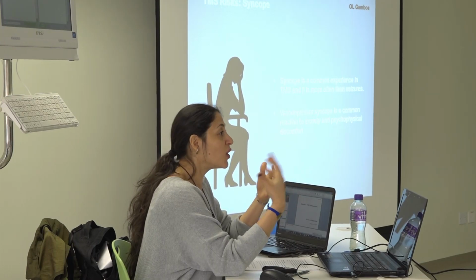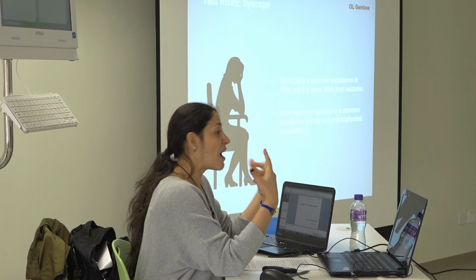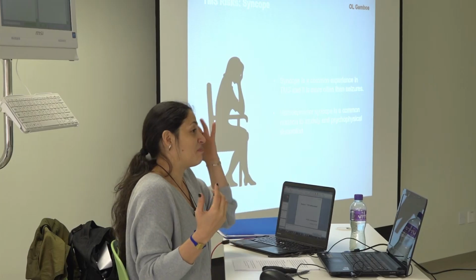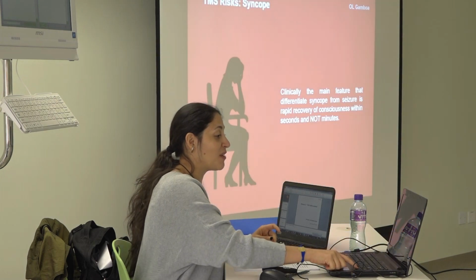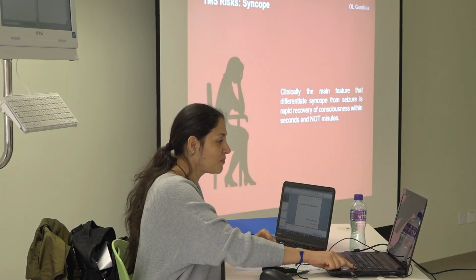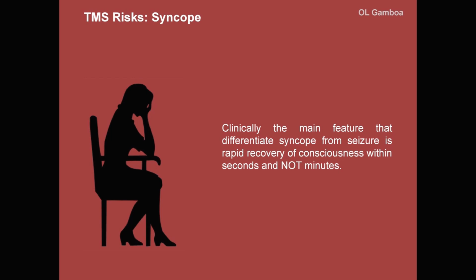It's a common experience in TMS, and it's more frequent than seizures. Probably it has to do with anxiety. When the person has not done TMS before, and they have read about it or something, they come with anxiety, and believe me, this is very common. So they are uncomfortable, and they just start to see everything black. The main feature that differentiates syncope from seizure is that the recovery is very rapid, in a matter of seconds.